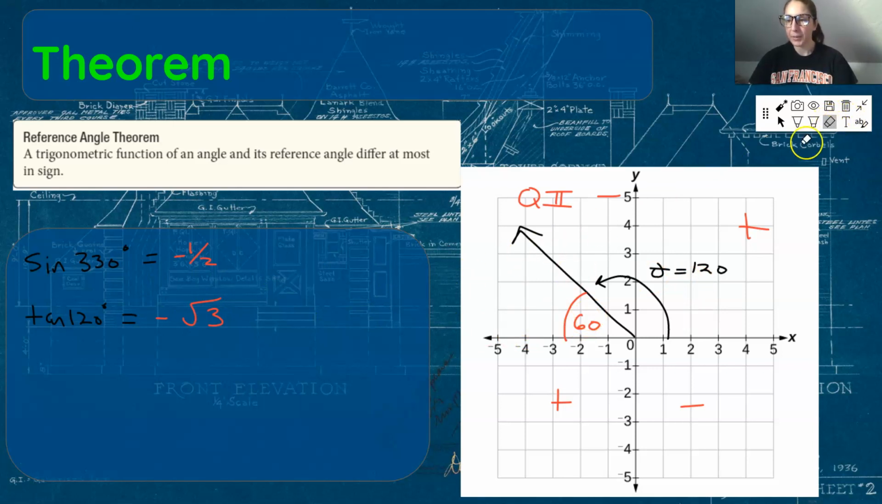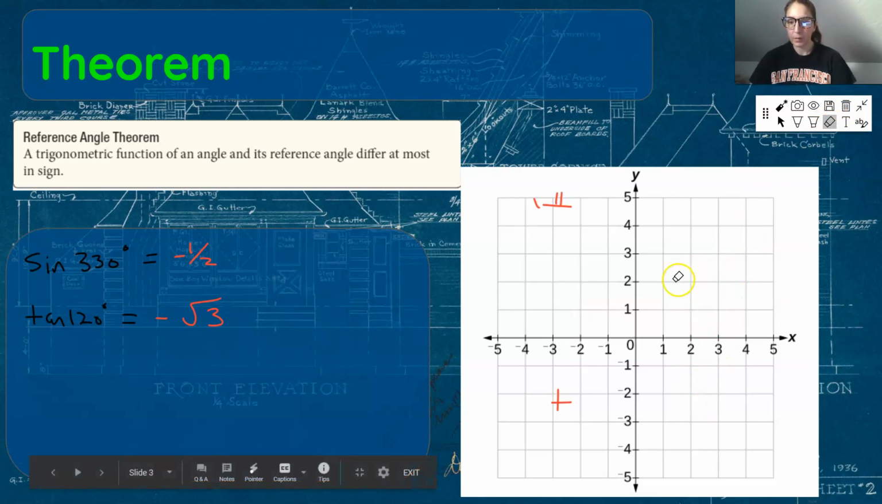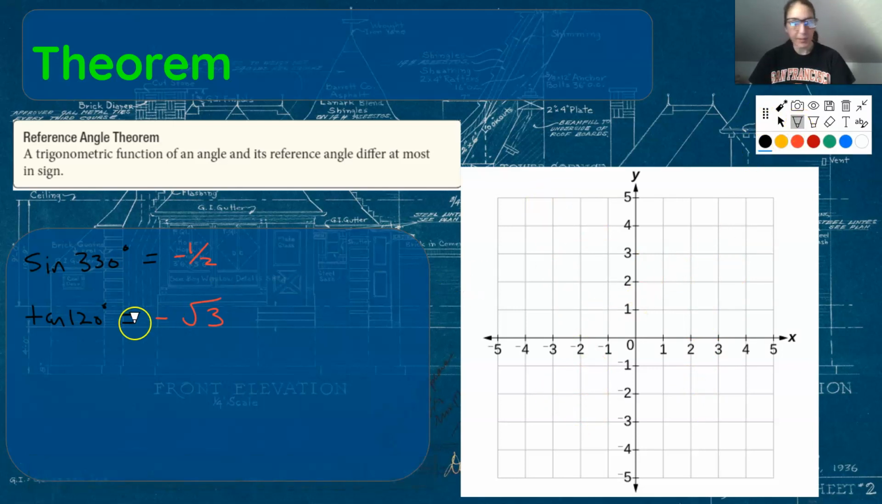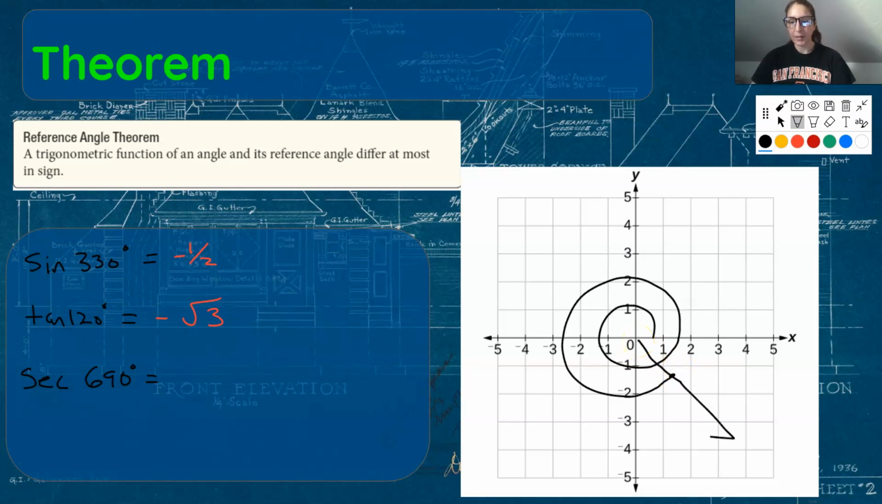So let's do one more example. I'm going to do a challenge one. So last example, this is really going to bring everything home. What if I wanted to find secant of 690 degrees? Well, first off, notice that 690 is more than 360, right? So I'm going around once, that's 360, and then I'm going around another 330, and I end up here.